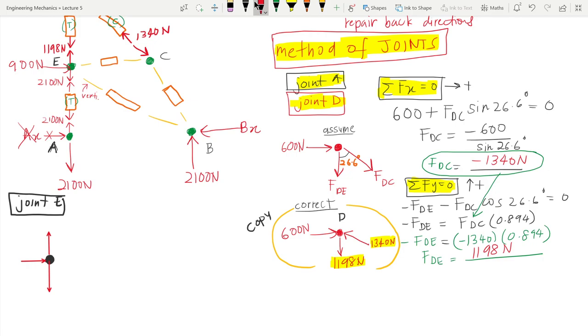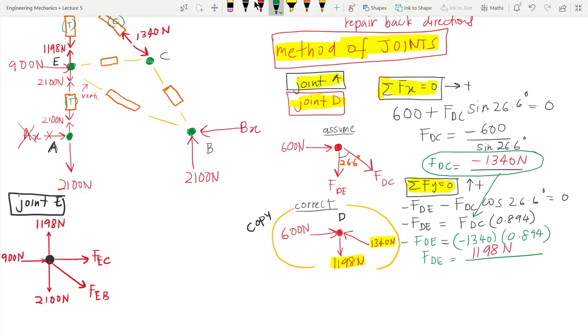Let's label them first. Going down, 2100, no problem. Clear. This one is 900. Going up, 1198 Newton. So this one you don't know. This one also you don't know. This one we're going to give it a name. FEC. This one will be FEB. So pretty much you have two things that you don't know, FEC and also FEB.